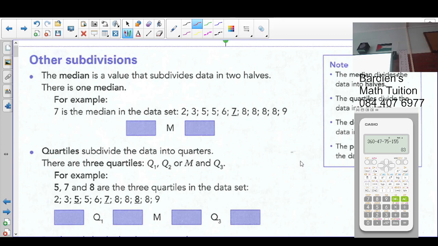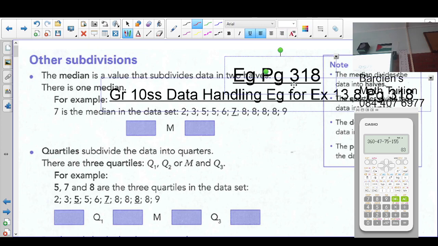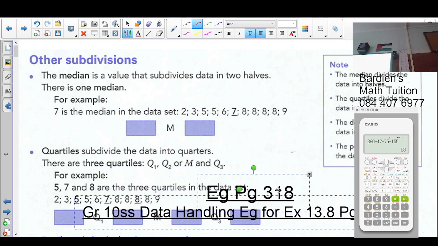So now we're looking at other subdivisions. We're still on the same page. I'm on the next page now. So with that, you should be able to do 13.8. Okay, there's the one sum there that I want you guys to do, 13.8.